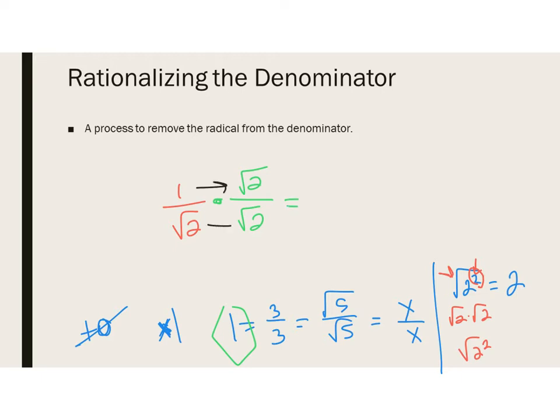So then how do you multiply fractions? You multiply straight across. So on the top, 1 times the square root of 2, I'm just going to write it as the square root of 2. You could write it though as 1 square root of 2.